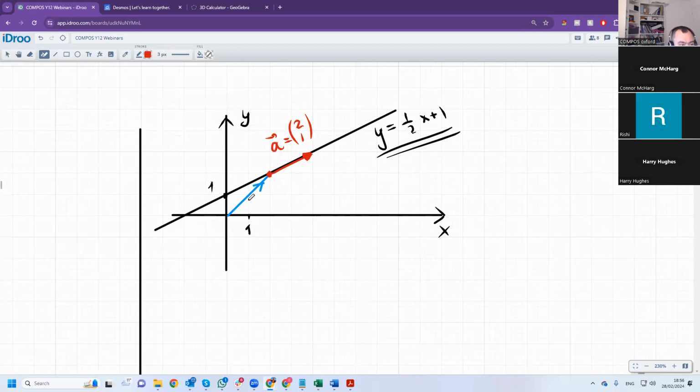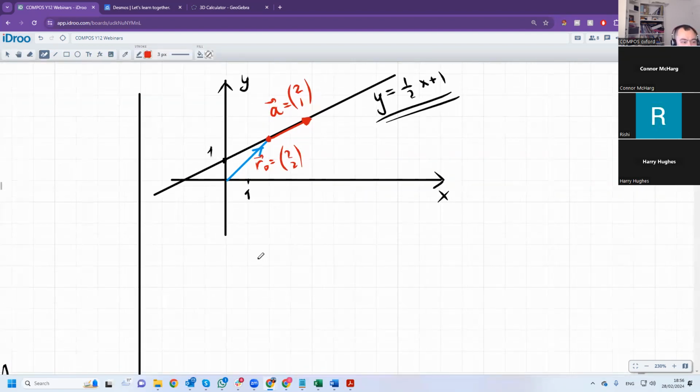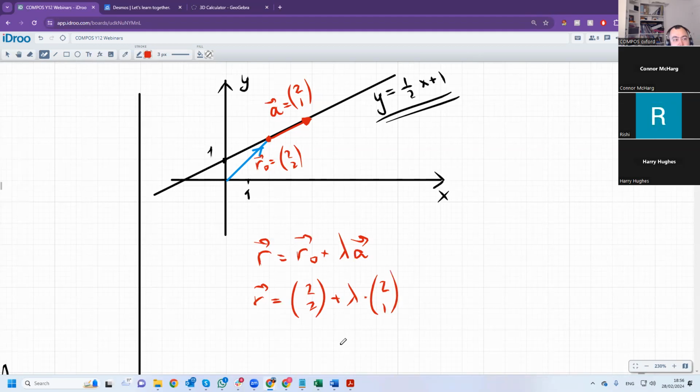So this vector R0 is (2, 2). The equation is R equals R0 plus lambda multiplied by A. How does that work? Vector R is equal to (2, 2) plus lambda multiplied by (2, 1). So we take any point on the line plus any vector parallel to the line.